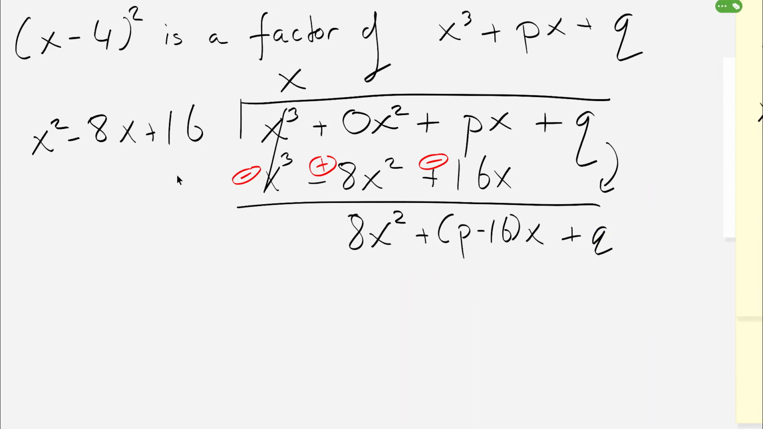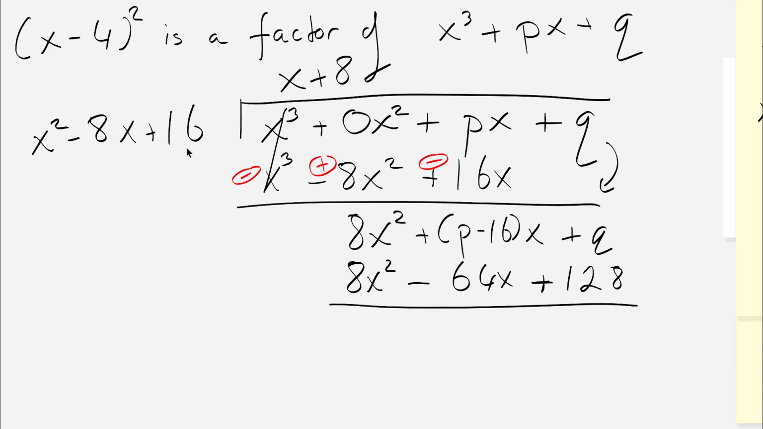Right, let's continue with the division. So x² into 8x², that's plus 8. Then we're going to multiply the 8 by all of this. So 8 by x² is 8x², 8 by -8x, we've got -64x, and then 8 by 16 is plus 128. All right, so change my signs: minus, plus, minus.